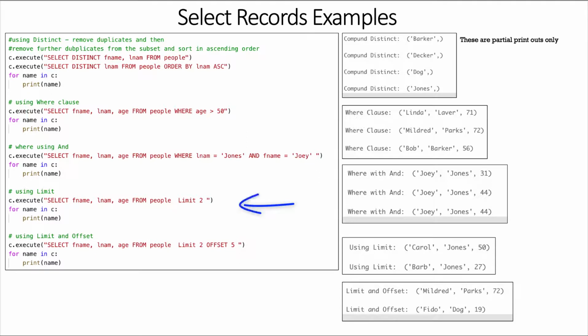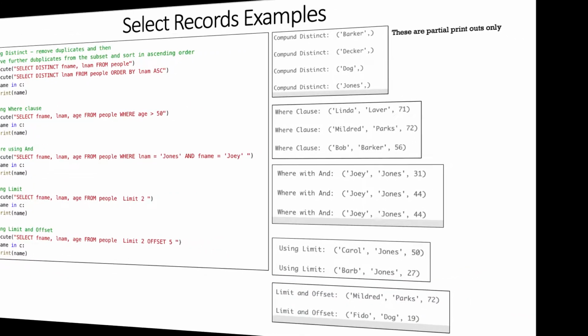And then we can use a limit. Select FName, LName, age from people and limit it to just 2 records, and that's what we get. We can use the limit with an offset. So select FName, LName, age from people, limit 2, and offset 5. So we want to start at position 5 and then give me the 2. So instead of just getting the first 2 in the set, Carol and Barb Jones, now we're going to get Mildred Parks and Fido Dog. So that's how offset works. It offsets from the beginning.